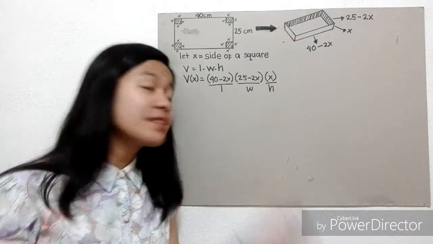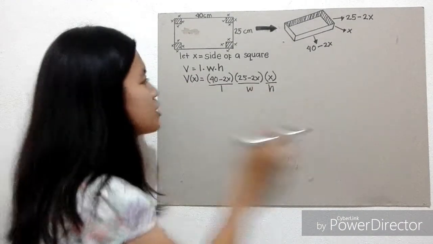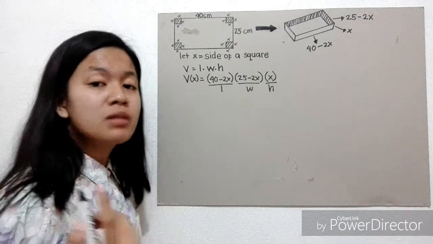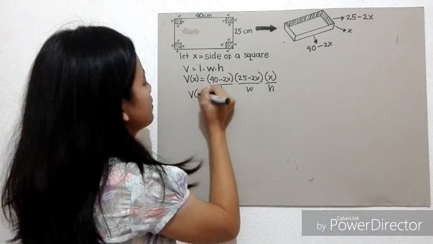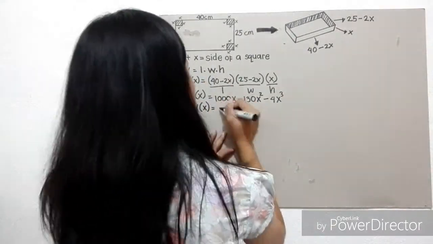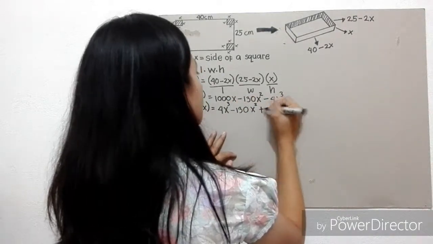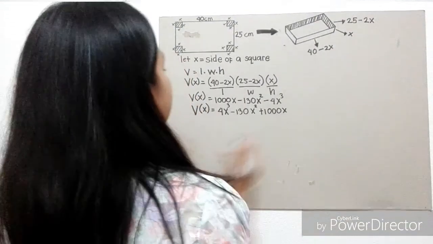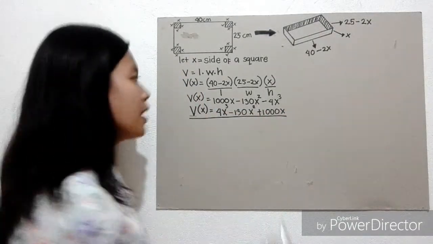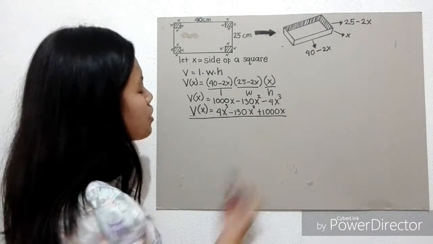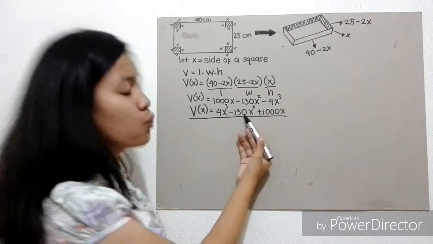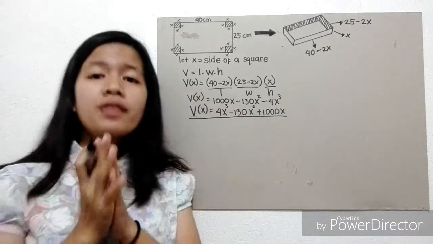After that, let's simplify this function by combining this with this and with this. So you'll come up with V of x is equal to, okay, as you can see, after combining your length, your width, and your height, you now come up with the function V of x is equal to 4x cubed minus 130x squared plus 1000x.